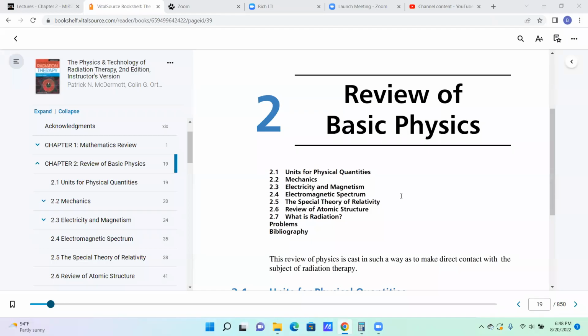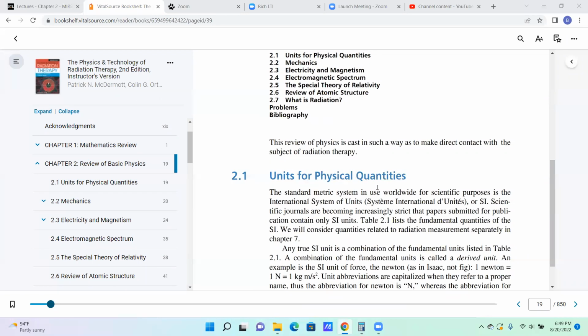Okay, this is going to be chapter 2 of the physics and technology of radiation therapy. Essentially, what we're going to be doing in this particular chapter is going over the physics concepts that you're going to need eventually in one form or another as we go through to learn how specifically radiation therapy can be used. So there are some simple concepts here that we need to go through in order to be able to get to the point where we can look at radiation and have a general idea as to how we can describe it using the concepts of physics.